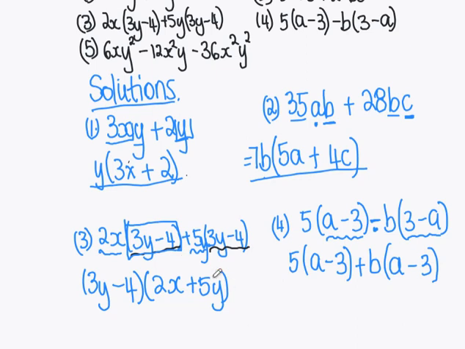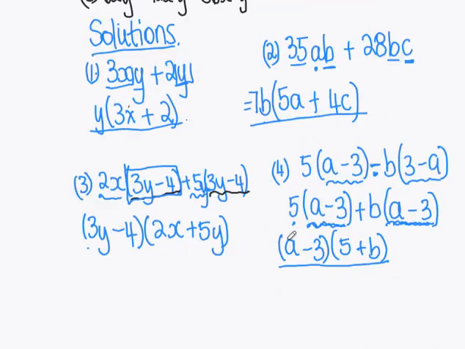So similar to the third one, we have a common bracket here now, which is a minus 3. So open bracket, a minus 3, that's our common factor. And then when you take it out, you are left with the 5. When you take out the a minus 3, we're left with the b. All right.